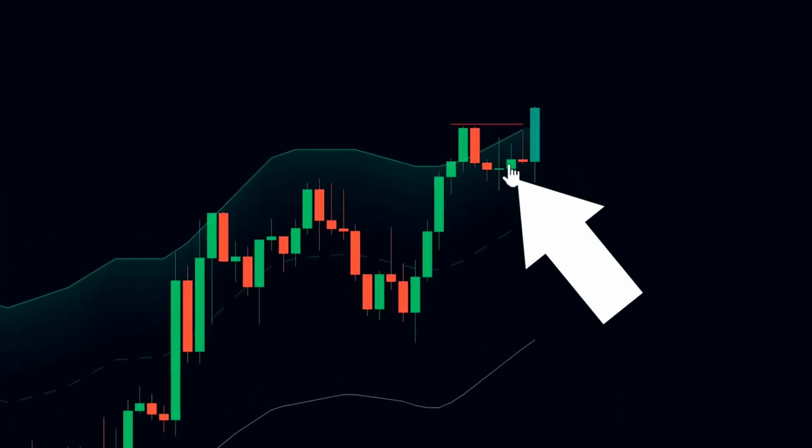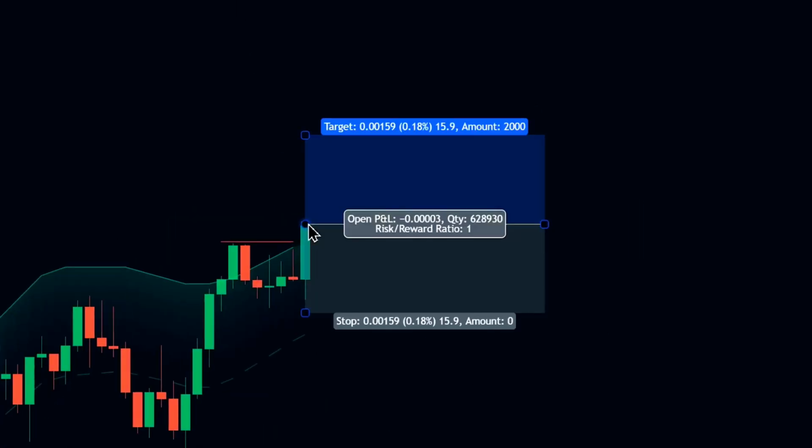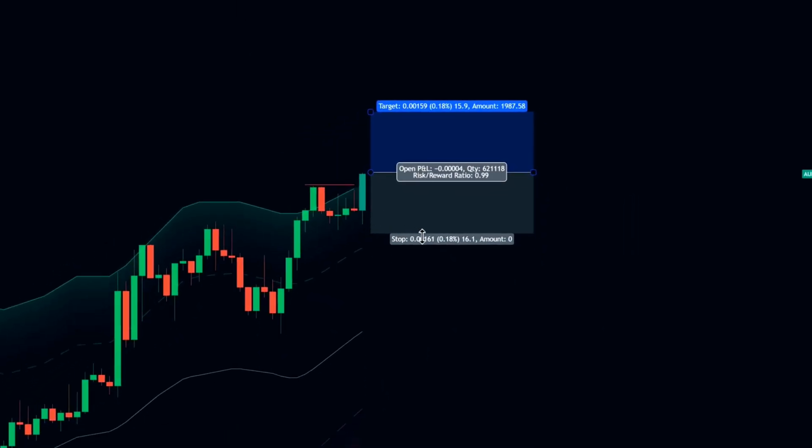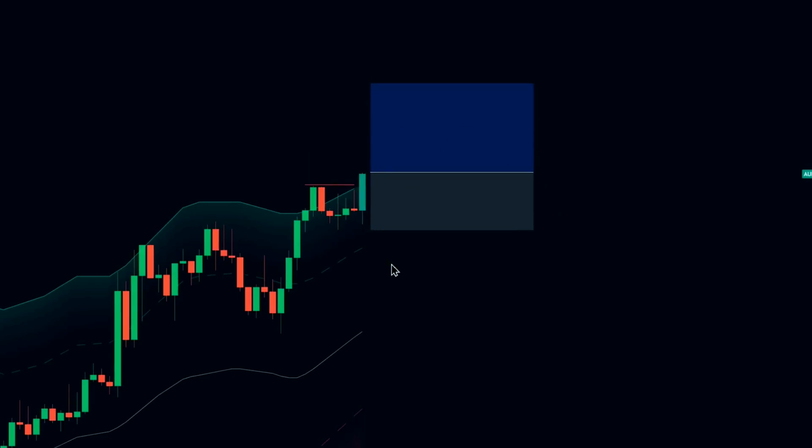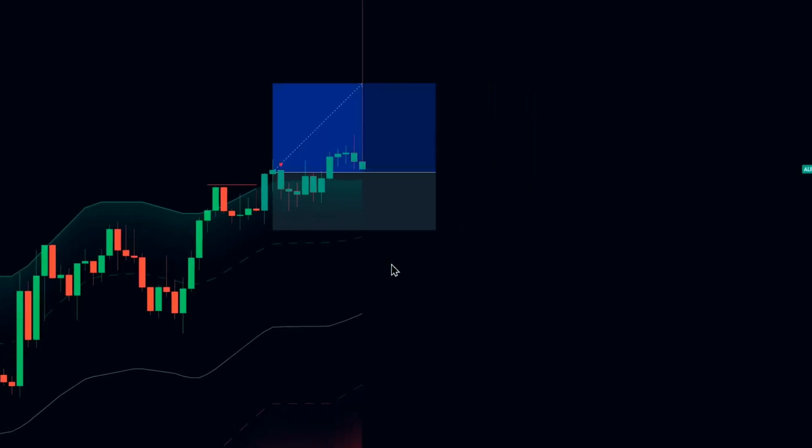When you see a strong breakout, you can go long with a stop loss just below the most recent swing low and a take profit of 1.5 times the risk. If the trade works out, it should be profitable.